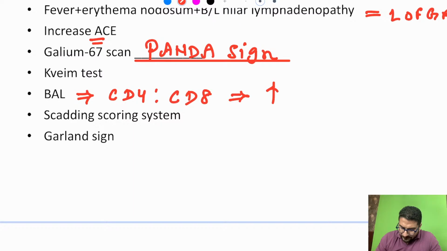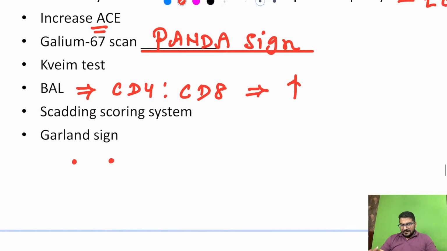Garland sign means you will also see right hilar lymph node involvement, left hilar lymph node involvement. सो राइट और लेफ्ट दोनों तरफ की हाइलर, और एक you can notice there is one more, I can say a right paratracheal lymph node involvement. So ये तीन lymph node involve हो गए. We call this right hilar, left hilar, and right paratracheal.